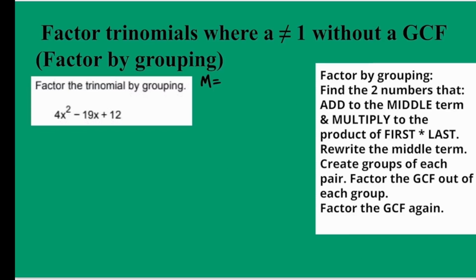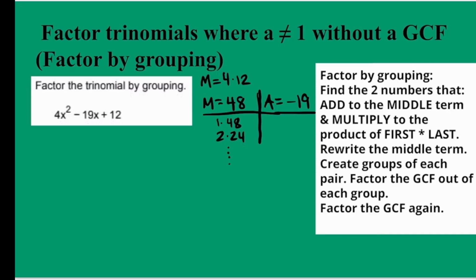So the problem says 4x squared minus 19x plus 12. We're going to look for numbers that multiply to give us 4 times 12. So they have to multiply to give us 48. They have to add to give us the middle term, which is negative 19. So you can write down all the factors of 48, 1 times 48, 2 times 24, and you can keep going until you get there.